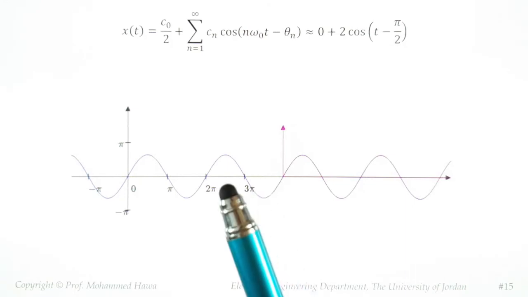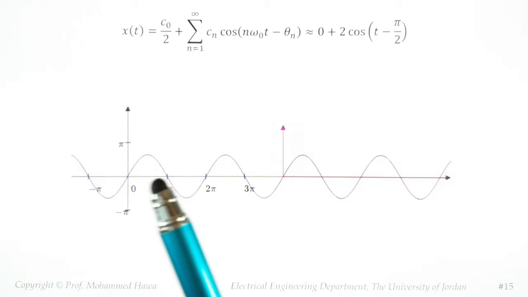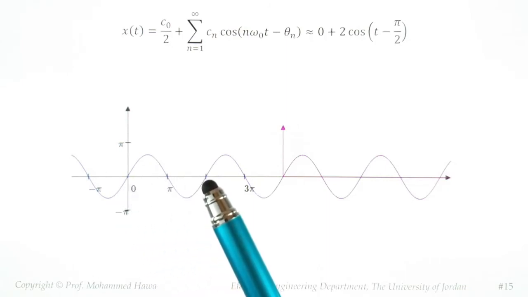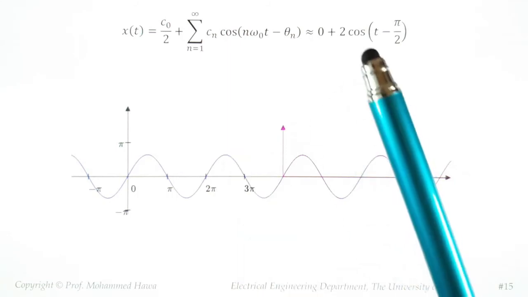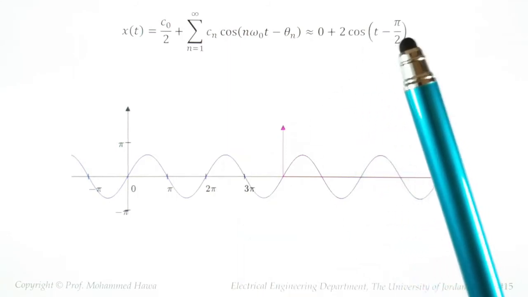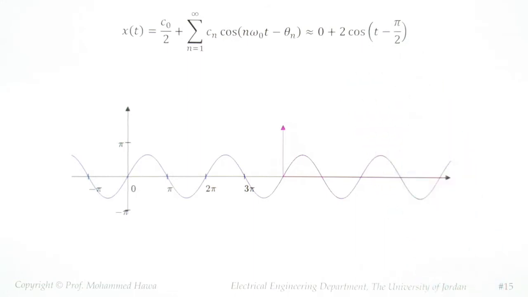However, please notice that the fundamental period is 2 pi, which is exactly the same as the fundamental period for my original signal, the repeated sawtooth signal. By the way, if your fundamental period is 2 pi, this means your fundamental frequency is 2 pi over 2 pi, which is 1. That's why my frequency is 1 for the first harmonic, the first cosine that I picked.